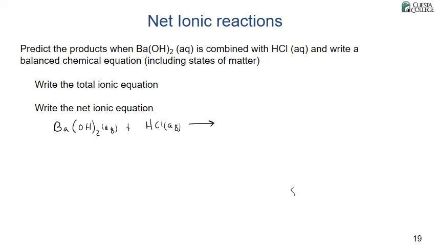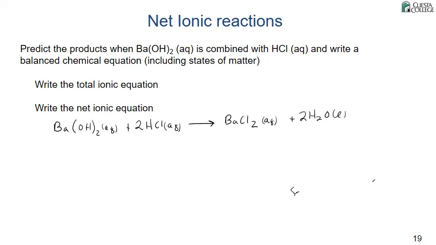And those will react to form, in a double replacement reaction, barium chloride. And we can tell from the solubility rules that this would be aqueous. And the other product would be H2O. H2O would be considered liquid, even though there's some water present in the solution. We need to balance the equation. There are 2 chlorides in the products. There need to be 2 chlorides in the reactants. And so now there are 4 total hydrogens in the reactants. We will need 4 total hydrogens in the products.